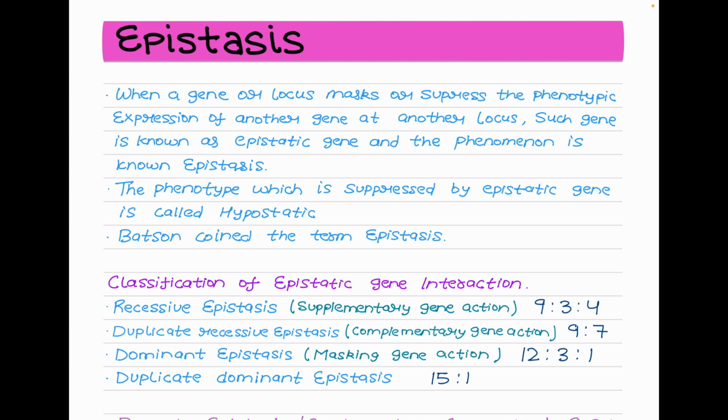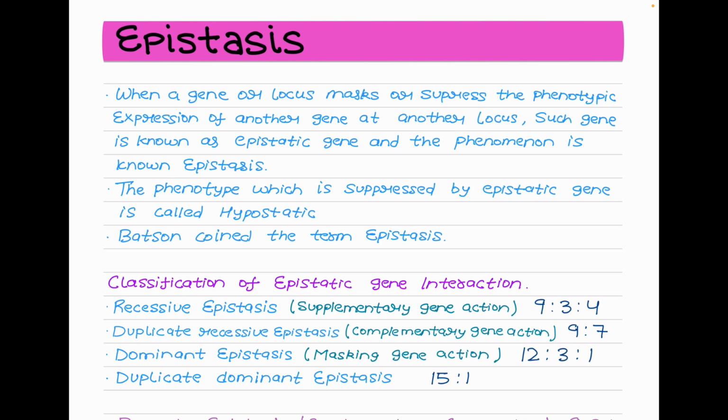The term epistasis was first introduced by William Bateson, who is also remembered for coining the word genetics itself. It is important to note that epistasis is not the same as dominance. In dominance, the interaction occurs between alleles of the same gene. For example, in pea plants, tallness is dominant over dwarfness. In epistasis, however, the interaction occurs between alleles of two different genes at different loci. So, epistasis extends our understanding of heredity beyond Mendel's simple laws.